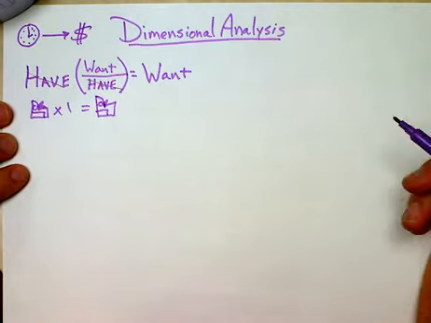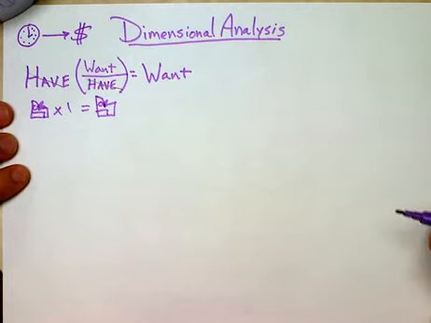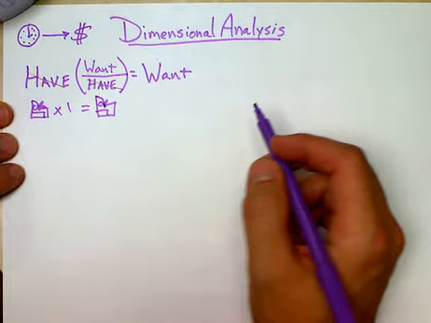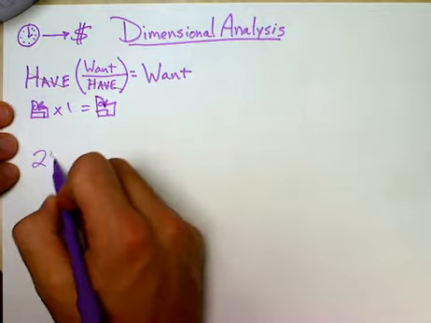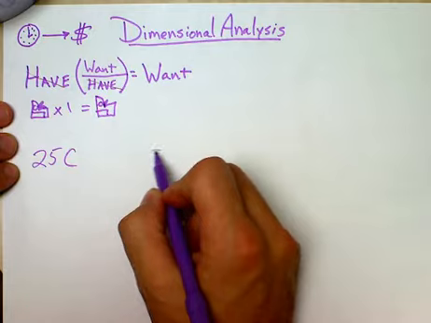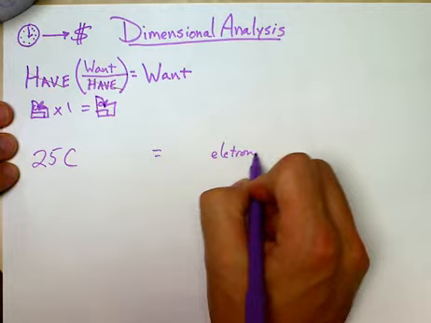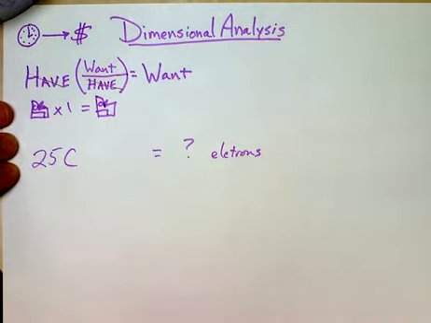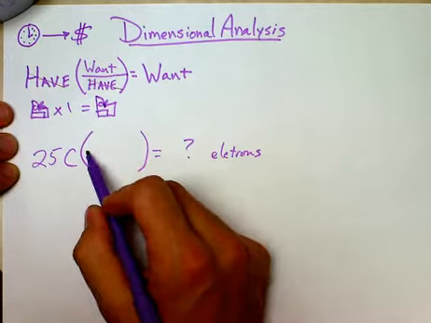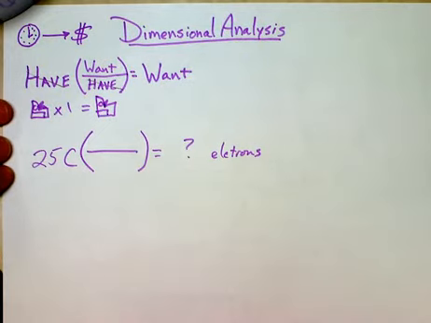Let's say my students are doing coulombs of charge and numbers of electrons. So for instance, if you have 25 coulombs of charge, how many electrons is that? And what you need to know is some conversion between number of electrons and coulombs. So this is something that you would totally look up in a book. It's something that you should have on your study guide.